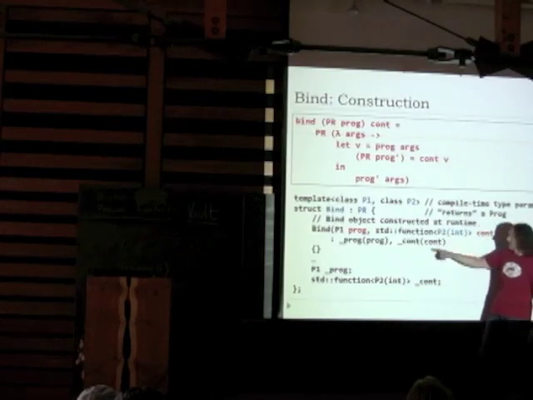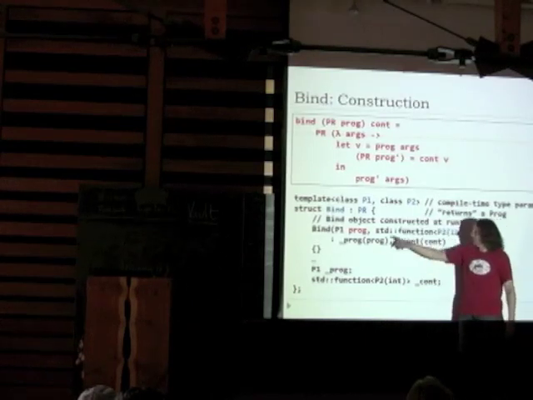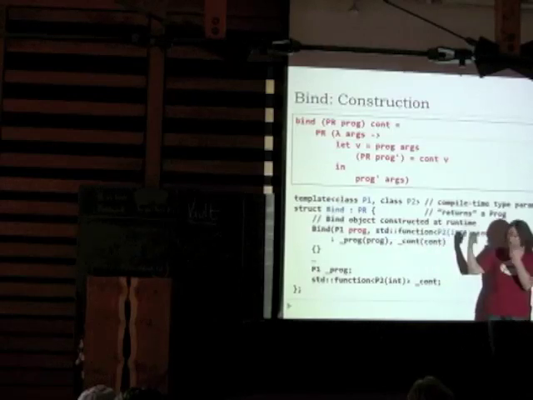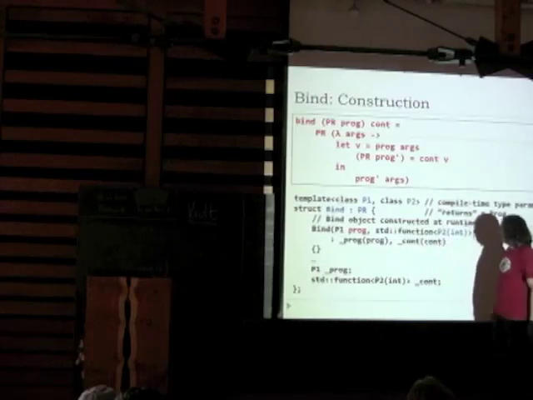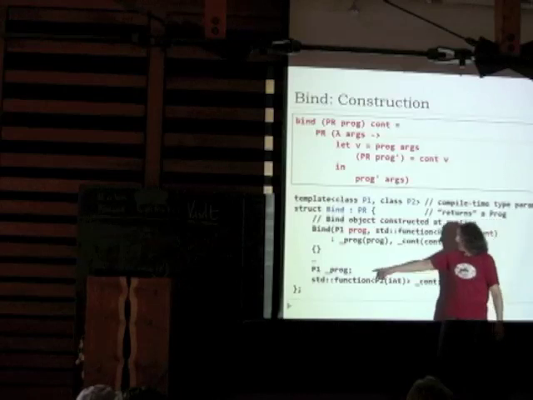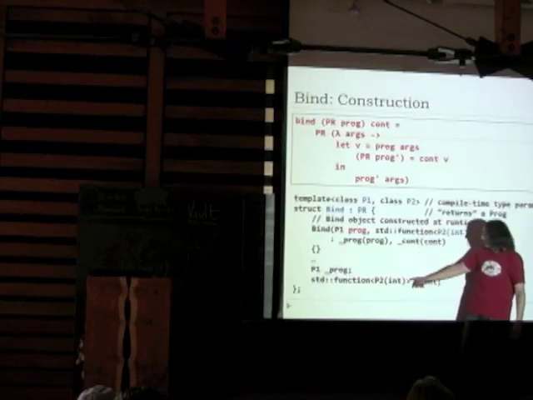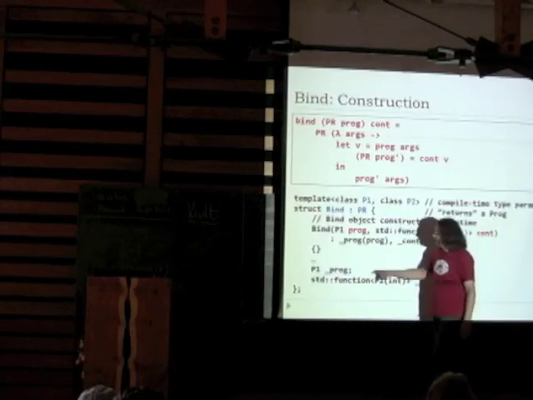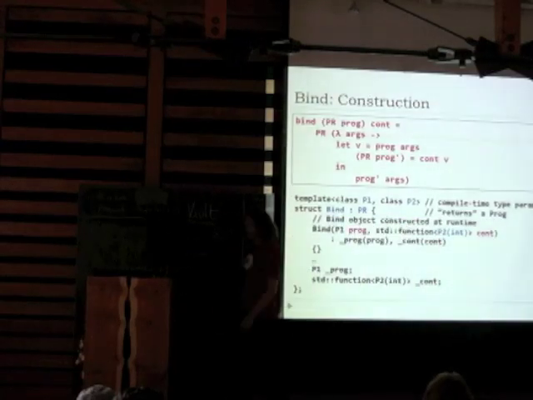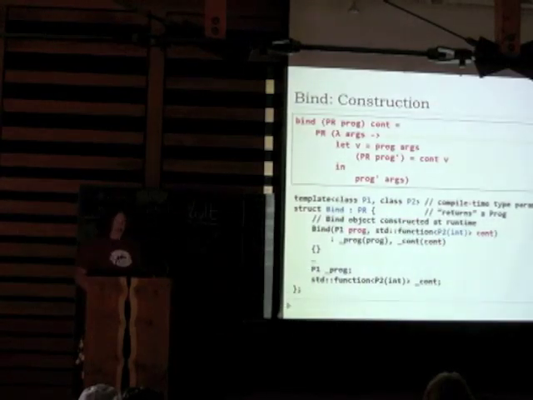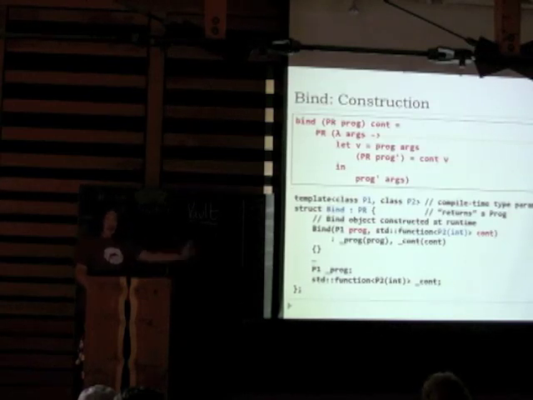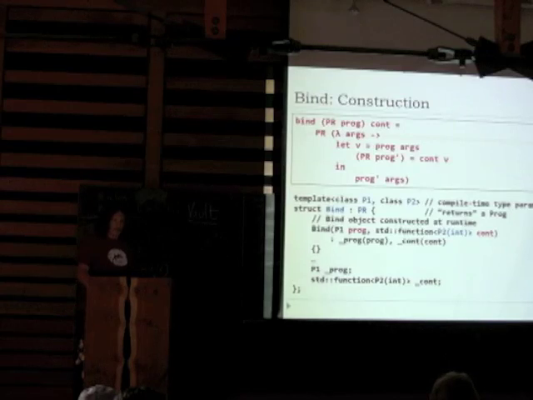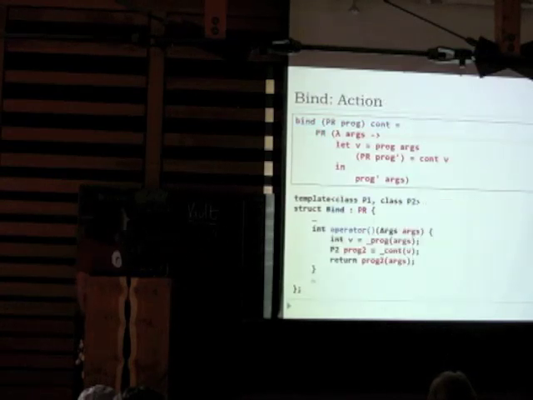Okay. So the constructor just stores these two, right? Because it captures the stuff. Stores them here. P1 prog and here's the continuation. Stores them. And the dot dot dot means I have to define now the action that's returned by this meta function. So I have to define operator function call that takes args, right?